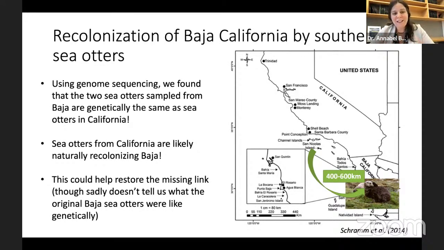Unfortunately, this doesn't tell us anything about what the original Baja sea otters were like. We would need some form of pre-fur trade samples from Baja to try to understand more about the otters that used to live there, rather than these new ones that are sort of taking themselves down there from California.